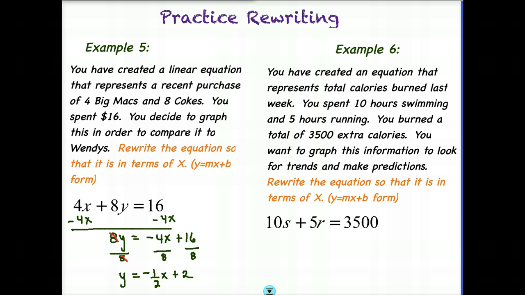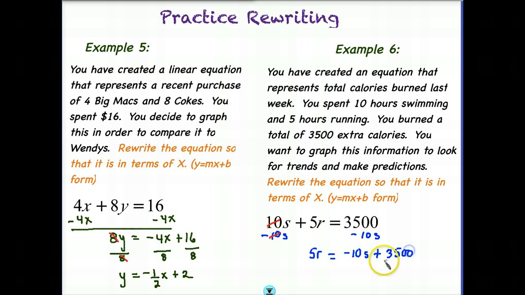First thing then I'm going to do is subtract the 10s from the left side, which means that I will then subtract the 10s from the right side. On the left side then, I will just be left with 5r because 10 minus 10 gives us 0. And I have just 5r here. I'm going to write the negative 10s first, again, so that it can be in this mx plus b form. And then I have to write the 3500 then on the end.